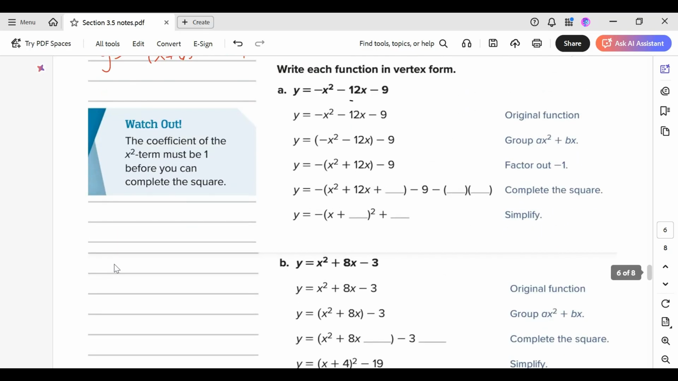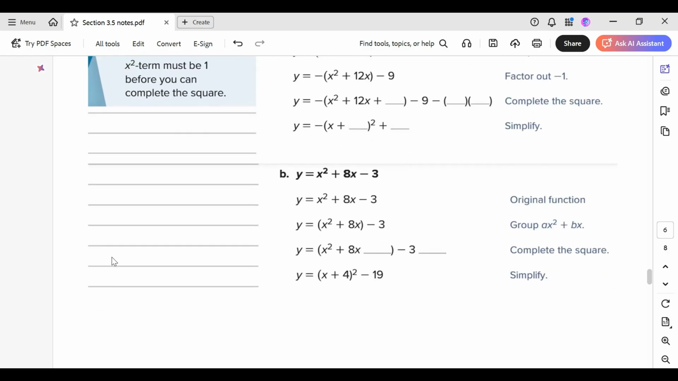In letter B, it says y equals x squared plus 8x minus 3. And I'm going to apply the same premise. So for B, we start out with our equation, x squared plus 8x minus 3. We add our 3 to the left and add our blank. So y plus 3 plus blank equals, we have x squared plus 8x plus a blank. Notice we didn't have to factor out a negative because it was positive at the beginning.